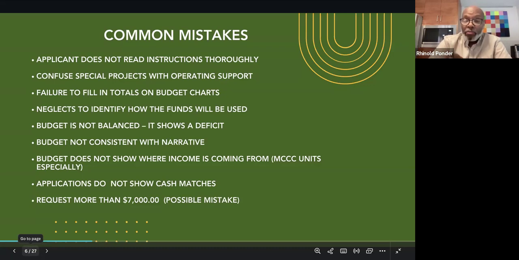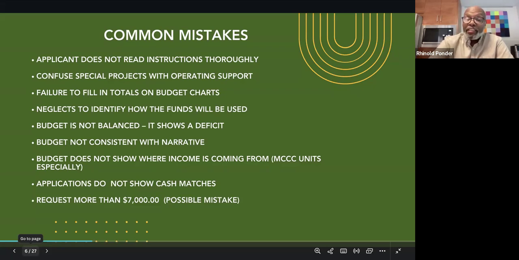The applicant neglects to identify how the funds will be used. And we'll talk about that a little bit more when we look at the finance charts. There's a specific section which asks the applicant to break out the use of the funds.